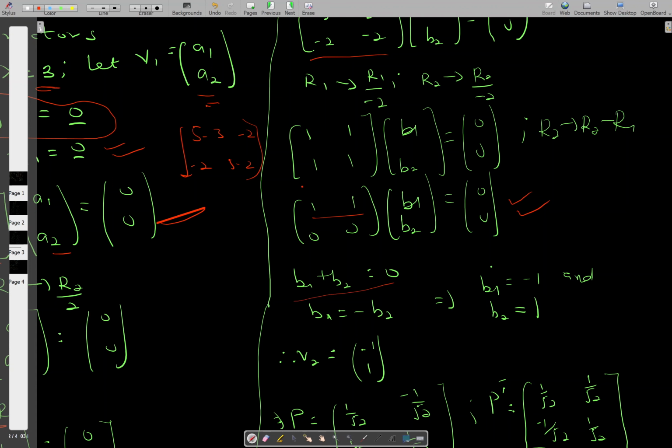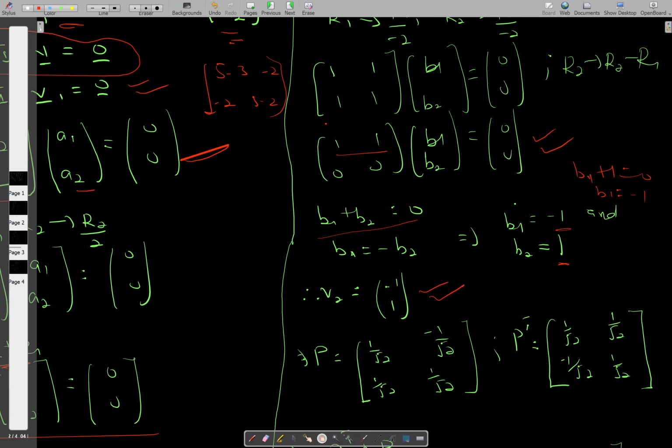Okay, so we let our free vector be b2. So if b2 is our free vector, we let b2 be equal to 1. Okay, so we get b1 plus 1 equals to 0, and therefore b1 is equal to negative 1. Okay, that's why we had this, negative 1 1. Therefore our vector v2 is negative 1 1. Now we can generate our matrix P.